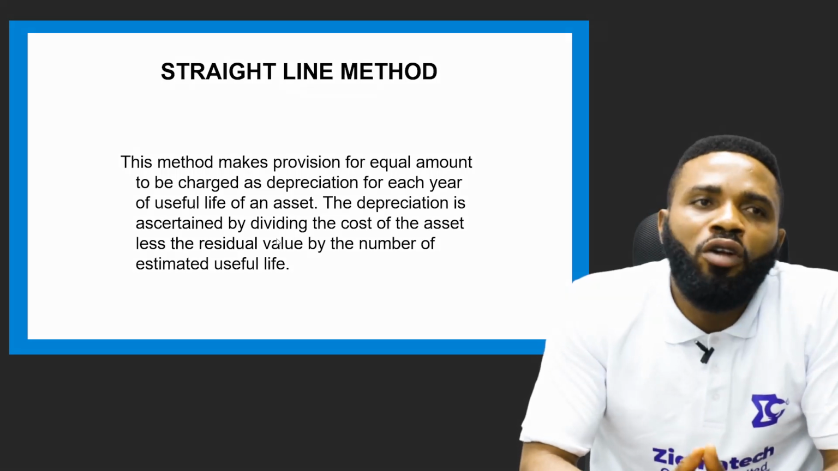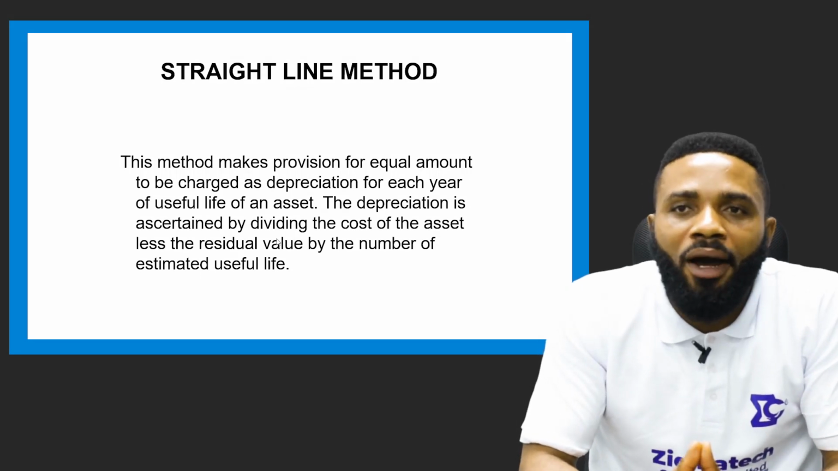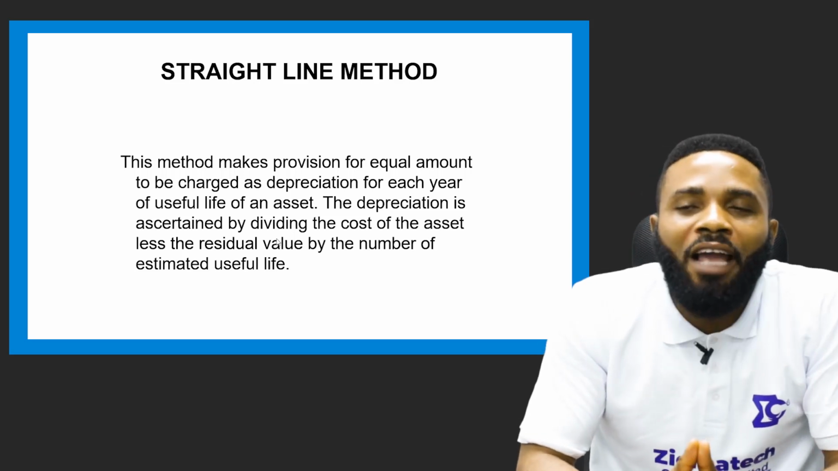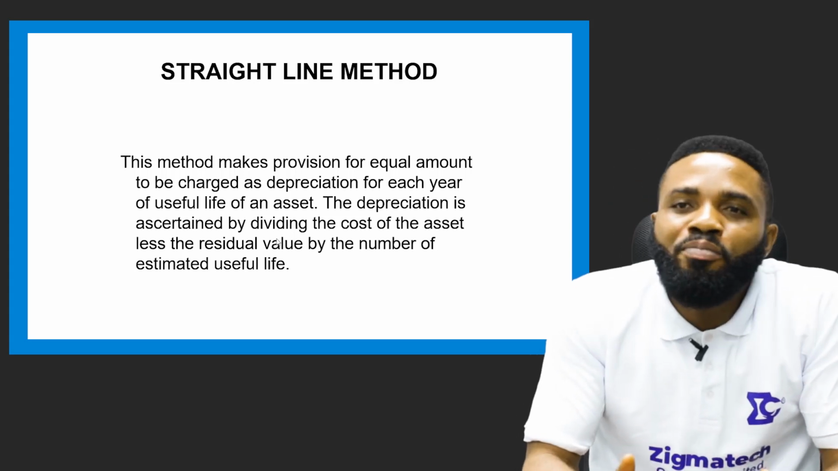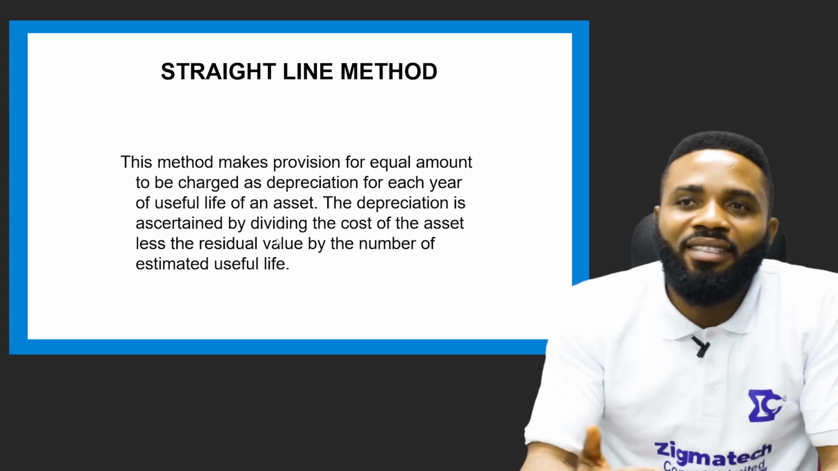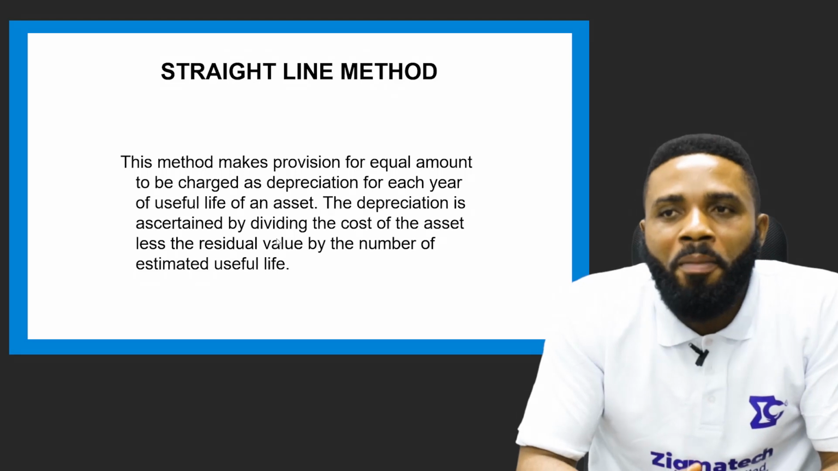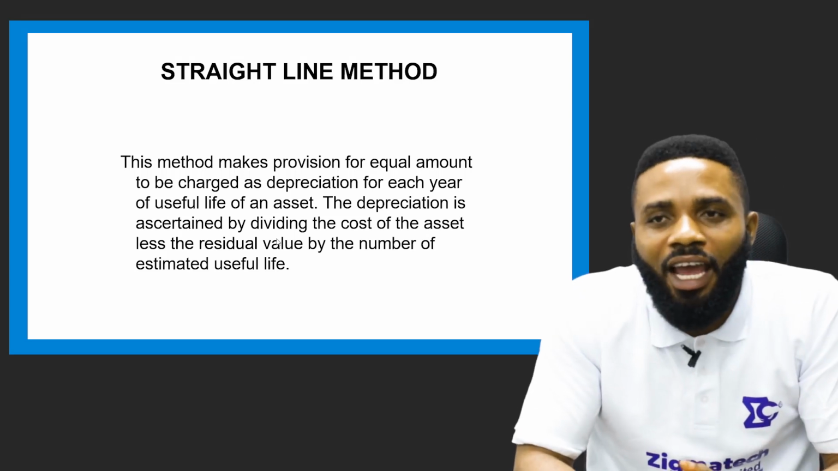Now, this method makes provision for an equal amount to be charged as depreciation for each year of the useful life of an asset. The depreciation is ascertained by dividing the cost of the asset less the residual value by the number of years of estimated life.